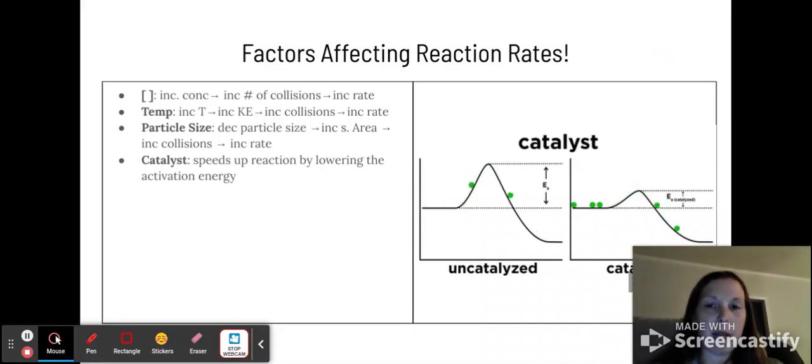This will speed up the reaction by lowering the activation energy. So it actually offers an alternative pathway for the reactants to get to the products. You still start the same and end the same, but you have a different pathway that requires less energy.